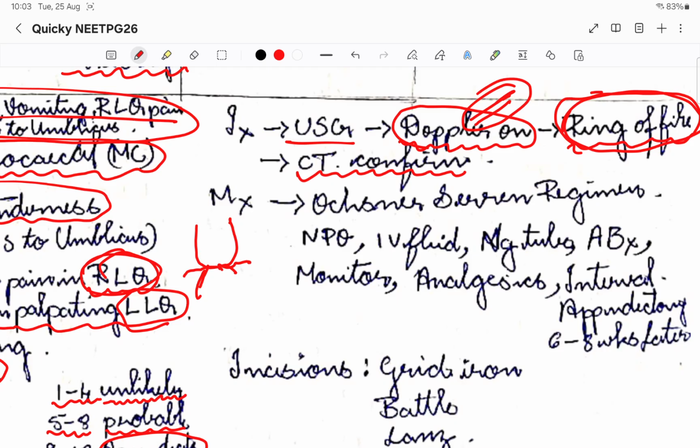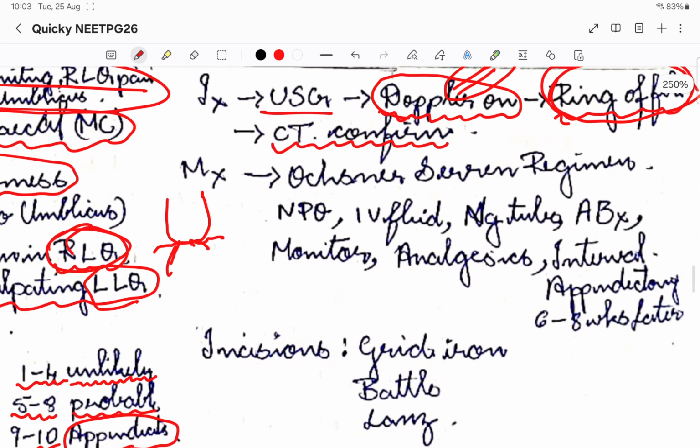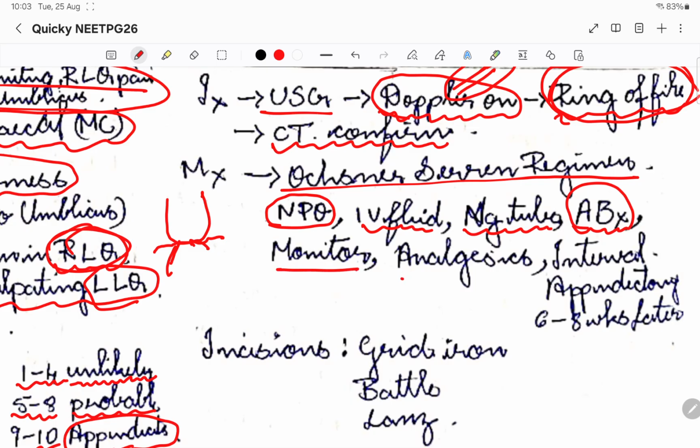Then the management is based on the Ochsner-Sherren regimen. What it tells is, if it is an acute case of appendicitis, we'll keep the patient NPO, nil per oral, and IV fluids are given. A nasogastric tube, that is the Ryle's tube, is inserted, and antibiotics are given. This is the mainstay of treatment. We monitor the patient and give some painkillers to reduce the pain.